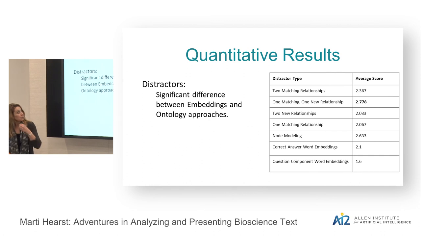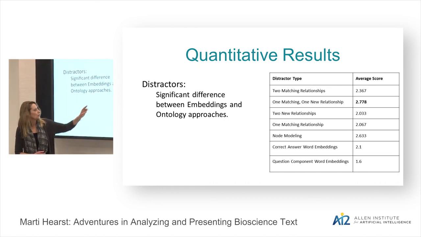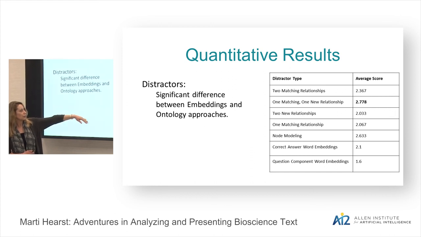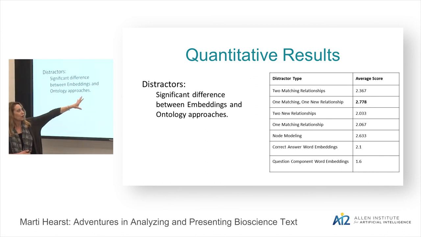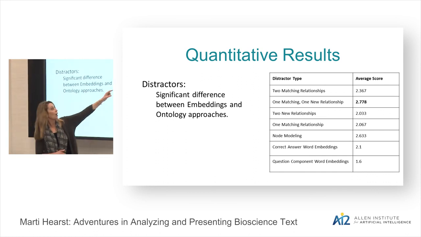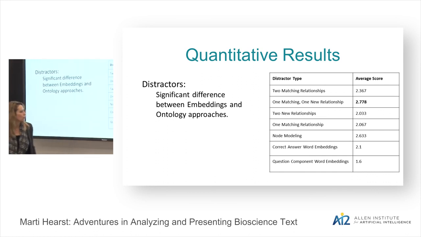The distractors were on a scale of 1 to 5, with 5 being excellent and 1 being poor. You'll see that the average wasn't terribly high, and a lot of the comments were about the wording being awkward. But we did find a significant difference between the embeddings and the ontology approach, with the ontology approach being much preferred, especially the one matching one new relationship, the second one I showed you, which scored the highest. These were statistically significant results: the average ontology approach was significantly better than the average embedding approach, and the top ontology approach was significantly better than the top embedding approach.